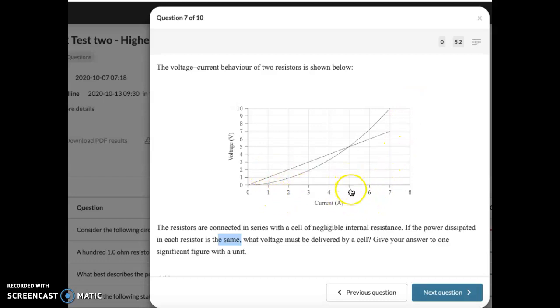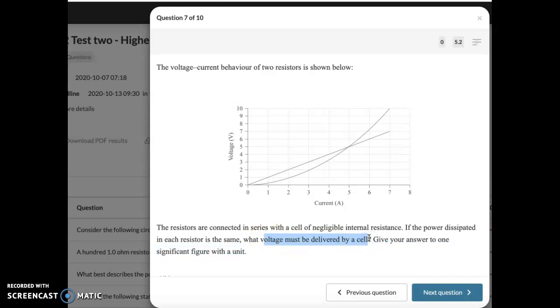And if we can see here, at 5 amps, both of these resistors have a current of 5 amps flowing through it and a voltage of 5. So if you work out the power of both, they would both give you 25. 5 times 5. So what is the voltage that must be delivered by the cell.